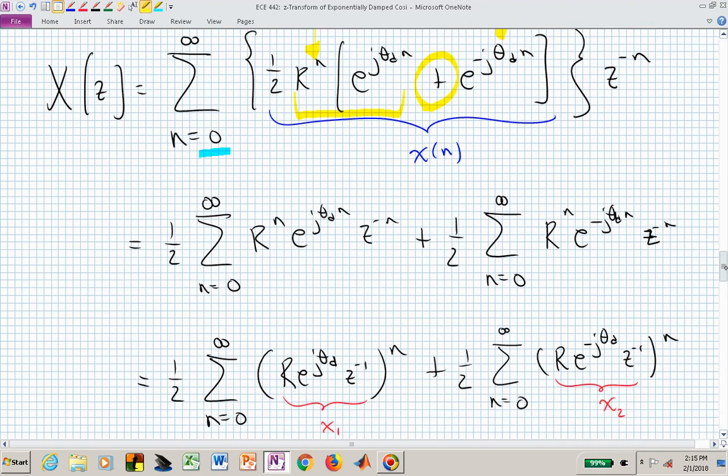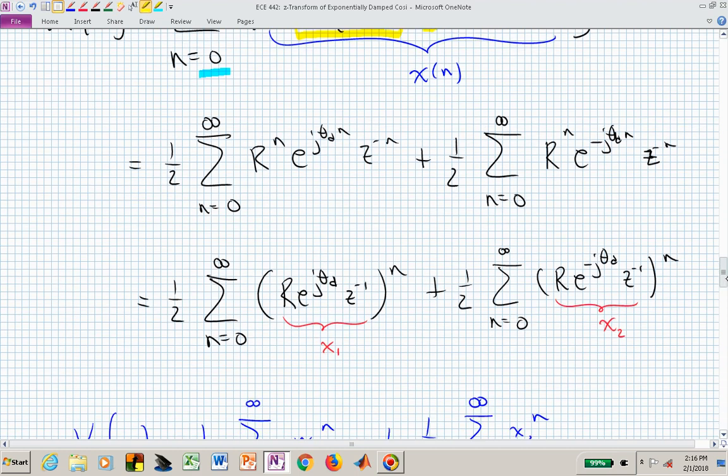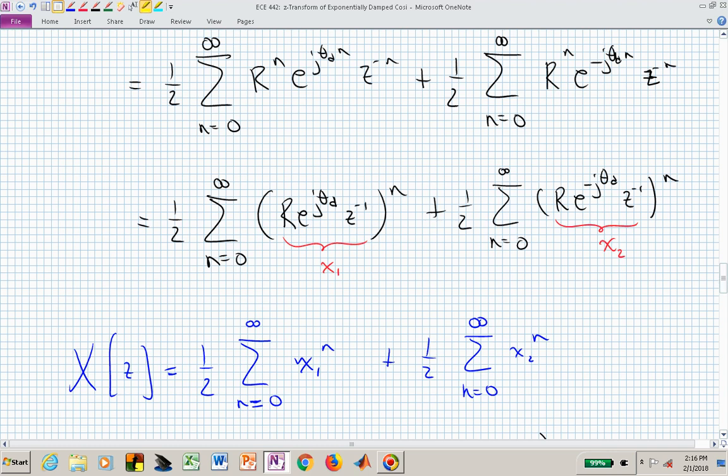But that can also be rewritten, or we can take this common exponent out of all three pieces, which is little n, and now in the leftmost summation we have capital R e to the j theta sub d z to the minus 1, that quantity raised to the nth power as a sum, and we have a similar expression on the right hand side with a factor of 1/2 in front of each one. We can clean this up or make the writing a little bit cleaner if we just define x sub 1 to be what I've indicated in red and x sub 2 to be the conjugate of that expression. And now we want to find these two infinite sums in terms of x sub 1 and x sub 2.